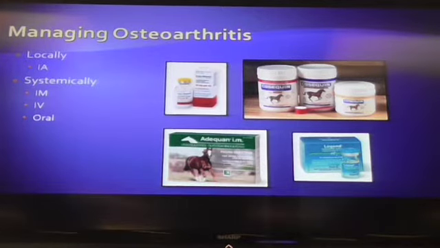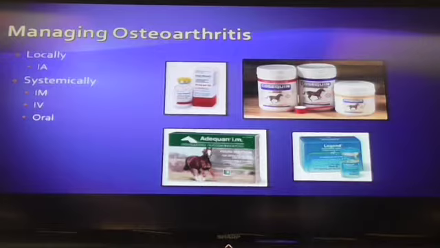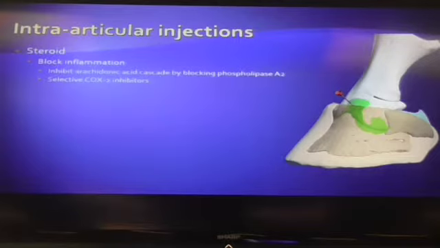There are many different types of treatment we use, some more invasive than others. Some stuff we can do specifically in that joint, and some stuff we do systemically. So IA means intra-articular, which means you inject something right into that joint itself, the specific arthritic joint. Systemic stuff, there's just a ton of products. You can give IM, IV, or oral. And we'll talk specifically about what those are momentarily. So intra-articular injections.